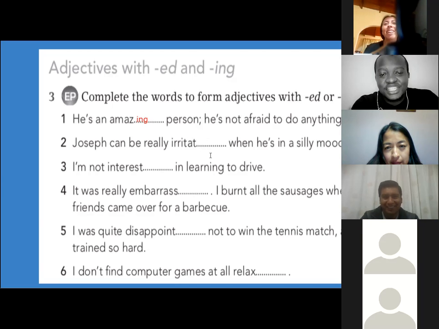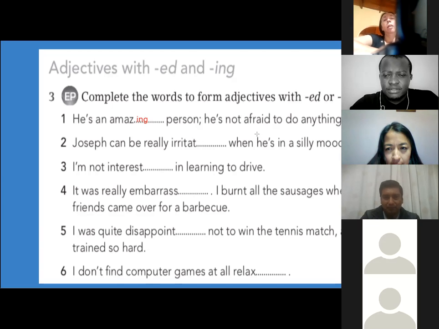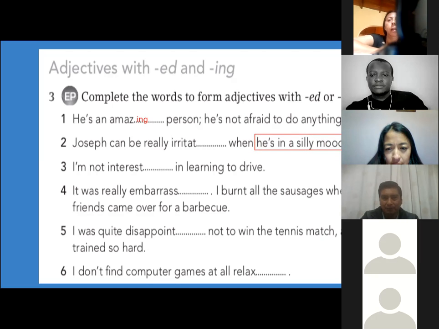What is the correct one? Okay, give me your answers and give me a justification. What are we talking about? It is confusing. Let me put this question here. Are we describing how Joseph feels or how Joseph makes other people feel? Are we describing the feelings of Joseph or how he makes other people feel? How he makes other people feel.